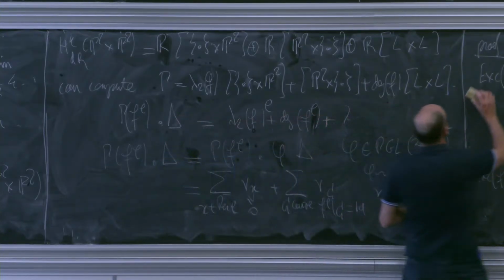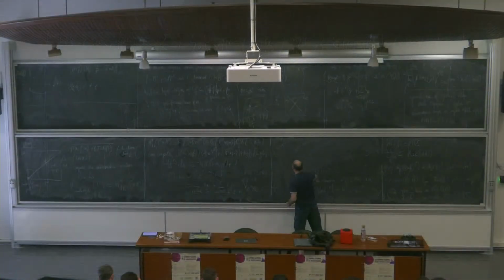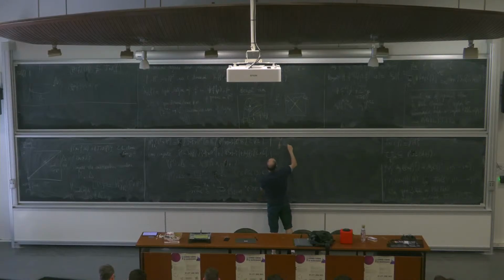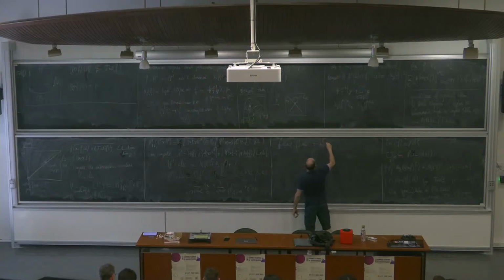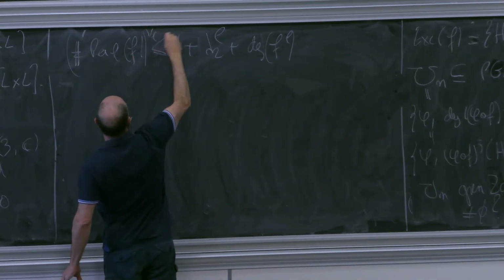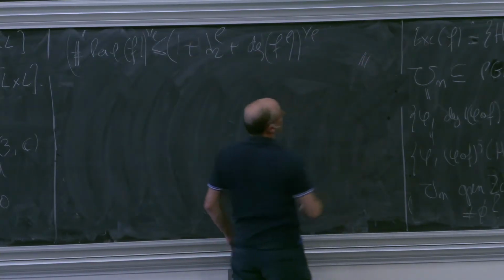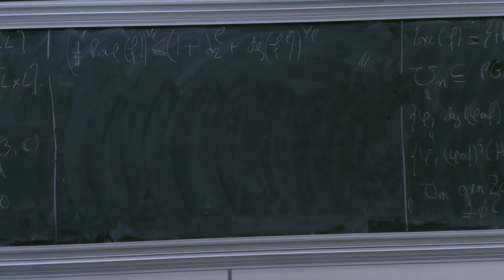So all in all, what you conclude is that the number of isolated periodic points of period L is bounded by 1 plus lambda 2 to the L plus degree of f to the L. And so if you take the 1 over Lth power of this, and you take lim sup, you get exactly the statement that I put down on the blackboard upstairs.